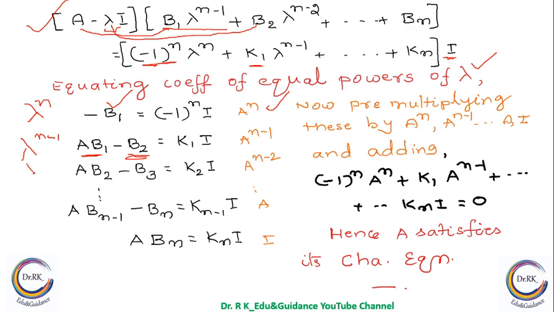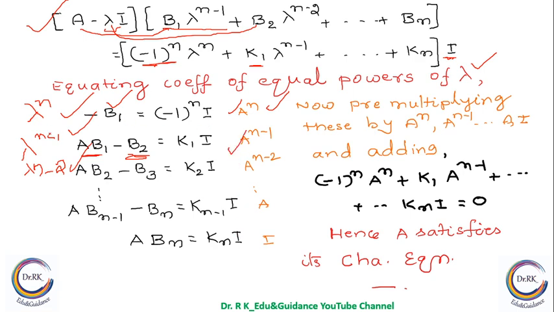Similarly, lambda power n minus 2. So what we have done here is we compared the similar powers of lambda and took the coefficients. This is lambda power n related, this is lambda power n minus 1 related, this is lambda power n minus 2 related, and so on. Next, we multiply both sides, the first one by the matrix A power n, the second one by A power n minus 1, and so on.